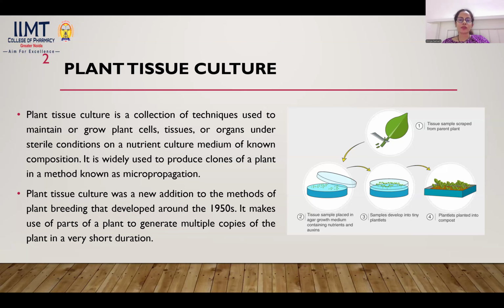Then this tissue sample is placed into the agar medium, which consists of nutrients and different growth hormones which are required for the growth and development of the plant. After some time, samples develop into tiny plantlets, which are then planted into compost. So basically, in short, plant tissue culture means with the help of a plant's tissue, we culture it in a lab.